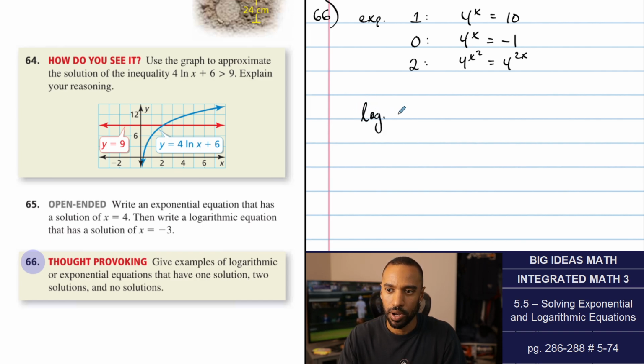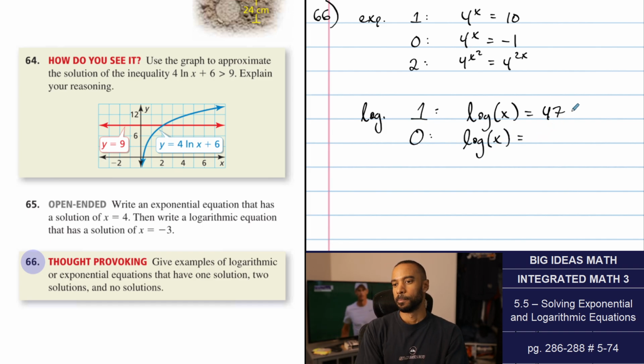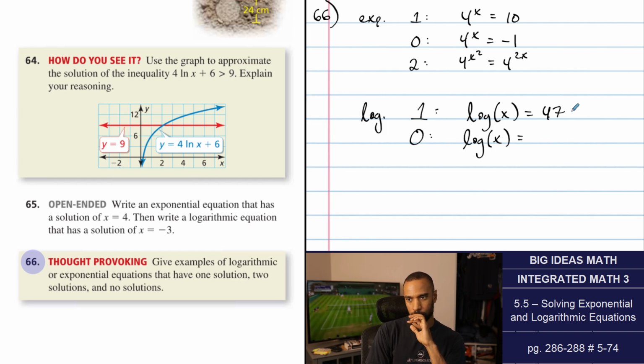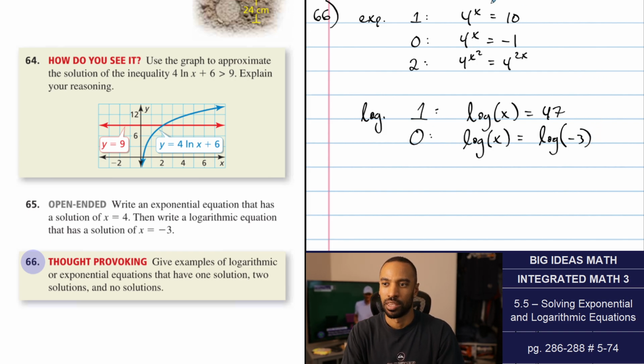As far as logarithmic ones go, we can do something like log of x equals 47. Okay, there's only one answer that would go there. No solutions. Log of x equals something, I don't know what I want to say, because you can get an unlimited range. You want to make sure that your x's are extraneous in this case. Let's do something like log of x equals log of, well, this might sound like a little cheating, but like -3. Okay, hold on. That sounds like cheating.